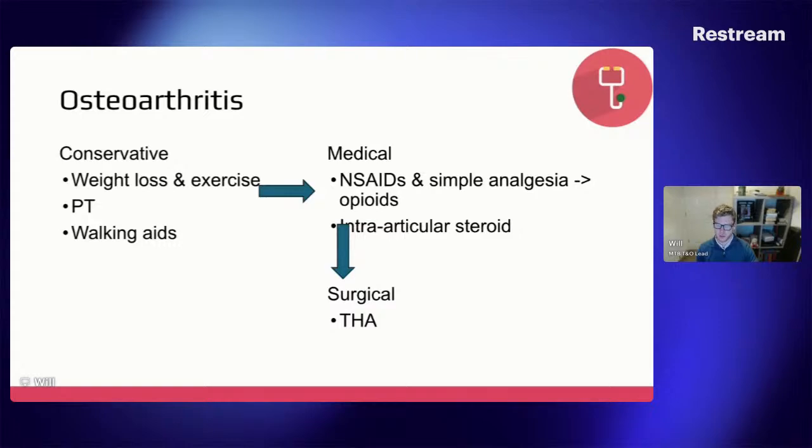And finally, when conservative and medical management have failed, this is when the patient is listed for a hip replacement, hip arthroplasty. Usually at this stage, there is damage both to the acetabular side and the femoral side, and so it would be a total hip.